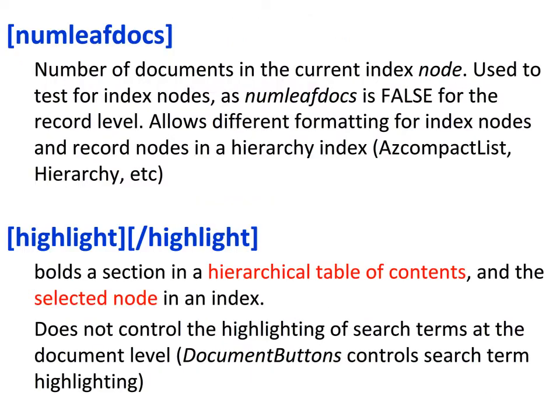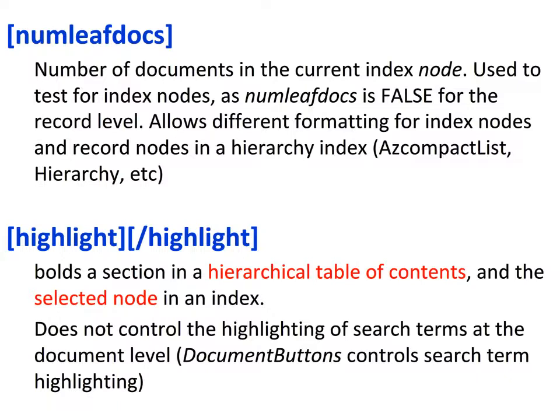And the most common variable we're using with our if macro is the numleafdocs variable, though it can be used with others. You can use it to test for values in DC metadata or any other metadata element. You can check for ex.Source, which is the file name. You can use it for anything like that.